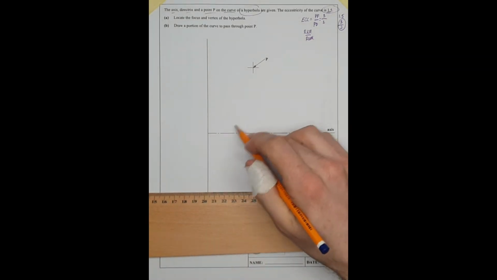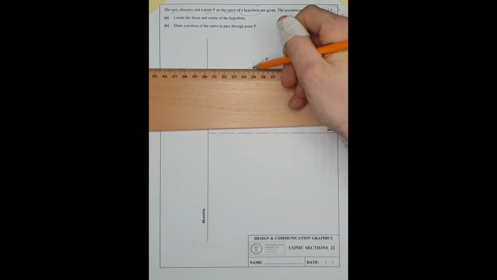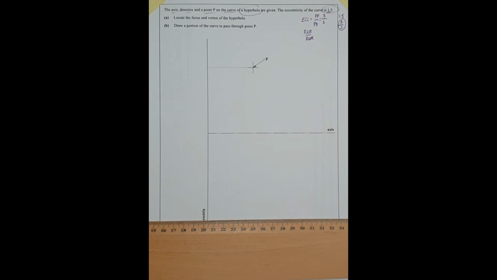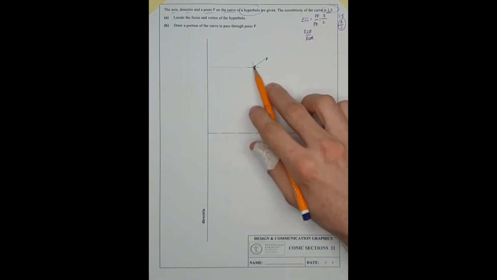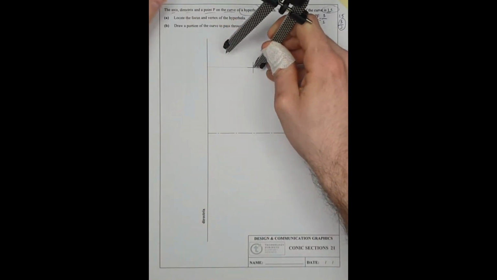Let's get cracking on this one. So the point to the focus we don't have, because we don't know where the focus is. It's down here in the vertex someplace. But the point to the directrix we do have. Point to focus is 3 units, point to directrix is 2. So the distance from the point to the directrix there is 2 units. I want to see what 1 unit looks like, so I'm going to bisect the line.